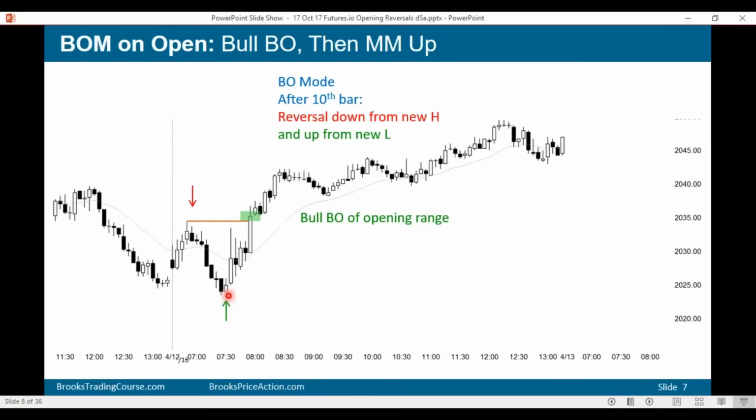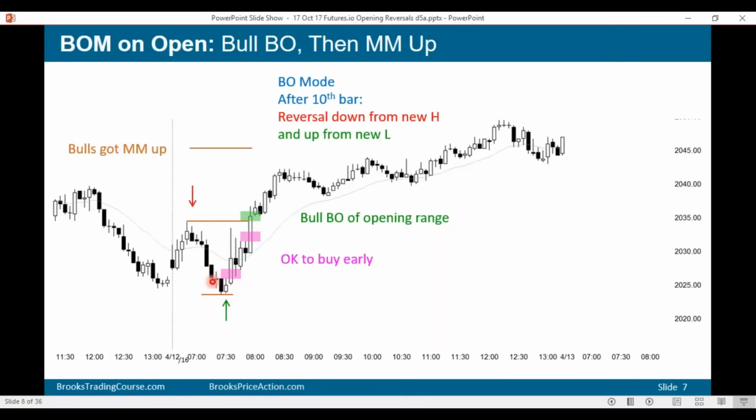The bears tried to reverse down, they failed. The bulls tried to reverse up, and they're succeeding. And theoretically, the bears have their stop right above the top of this bear leg, and they'll give up. And that's why the bulls want to get long there. They know the bears are giving up. If the bears are giving up, they're probably not going to sell again for many, many bars. Again, look for a measured move once you get the breakout.